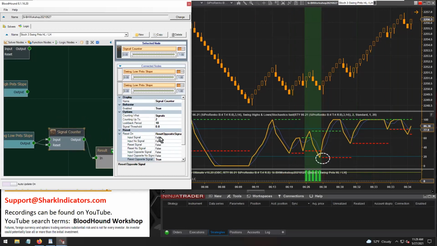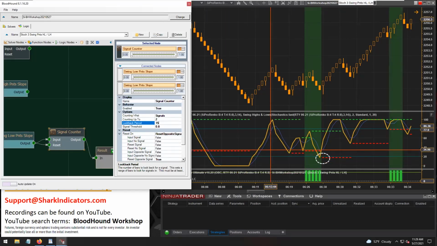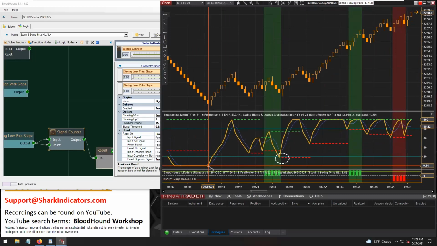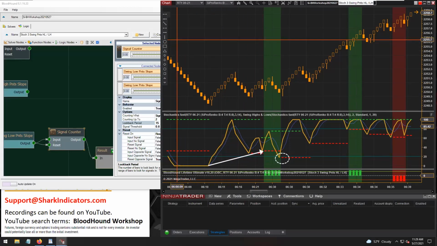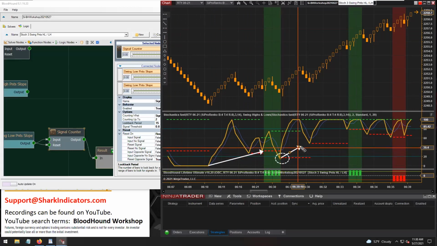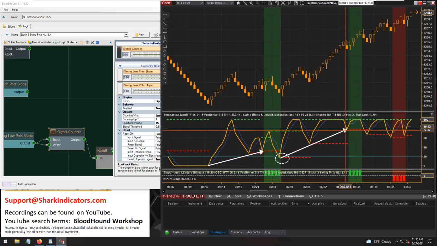And so now with this signal counter, I think I can increase the look back period. Let's knock that up to 15 maybe. Yeah, there we go. All right, so we got first low point, second low point, third low point, and a signal. And then we get first low point, second low point, and third low point, and a long signal.